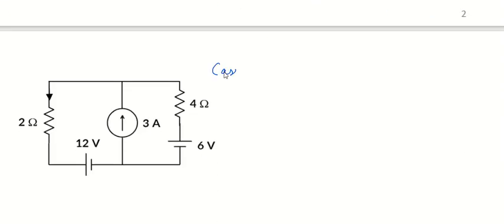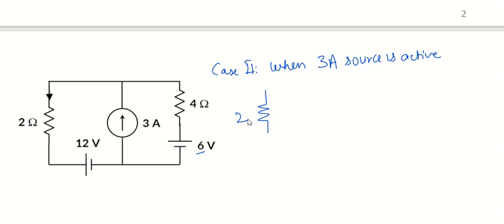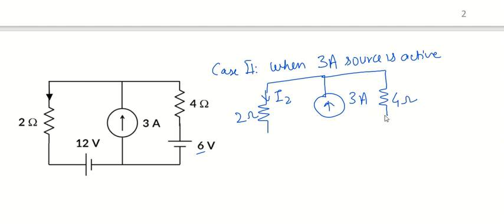Now there will be a second case. So assume that case 2, when your 3 ampere source is active and other two voltage sources are not active now. When the voltage sources are not activated, we will replace the voltage source by a short circuit line. So again it is 2 ohm. Suppose this current is I2 and now this current source is activated. It is 3 ampere. This resistance is 4 ohm. 6 volt is shorted now and the last 12 volt is also shorted. So here we are having a single current source activated now.